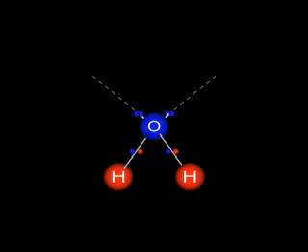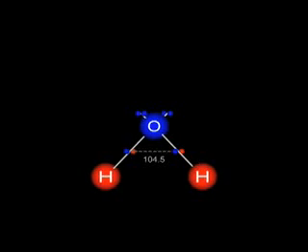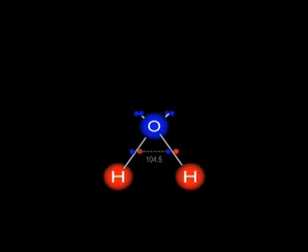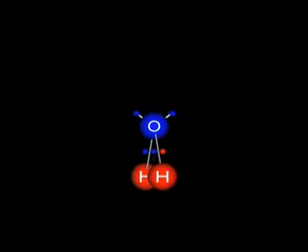The second shape is bent. Water is an example of a bent molecule. There are two non-bonding pairs of electrons and two bonding pairs of electrons around the central oxygen atom. According to VSEPR, in order to minimize repulsion between them, the bond angle between the bonded atoms is 104.5 degrees.